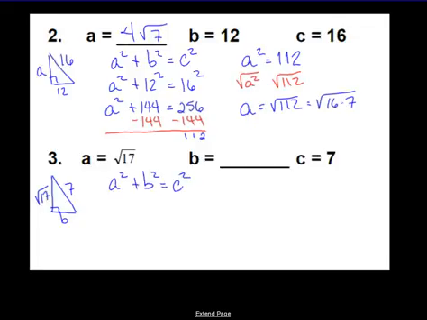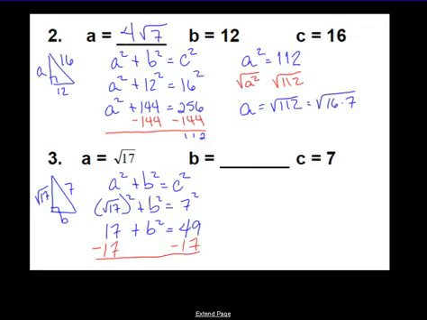A squared is the square root of 17 squared. B squared, I do not know, so it's just sitting right there. C squared, well, C is 7, so that's 7 to the second power. When I square a number with a radical, that just gives me the number inside the radical, which is 17, plus B squared is equal to 49. My goal is to get B squared by itself, so I have to subtract 17 from both sides. B squared is equal to 32.